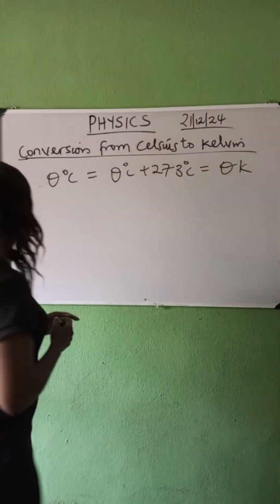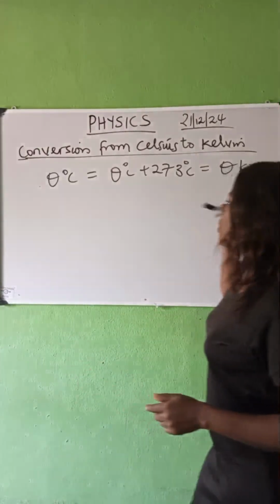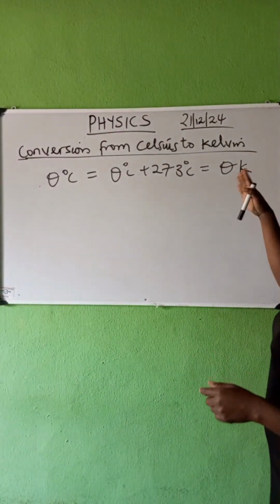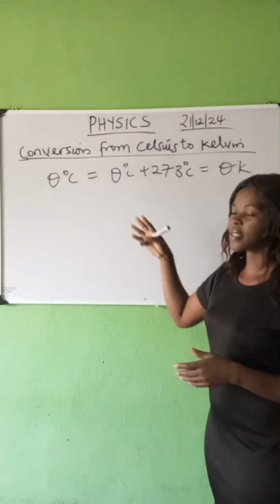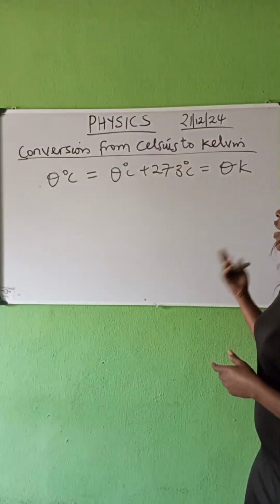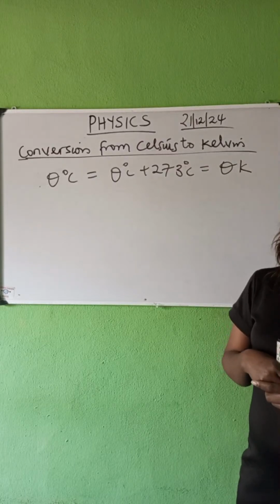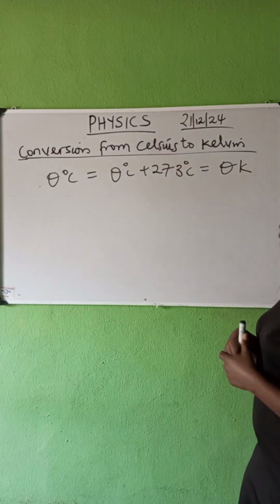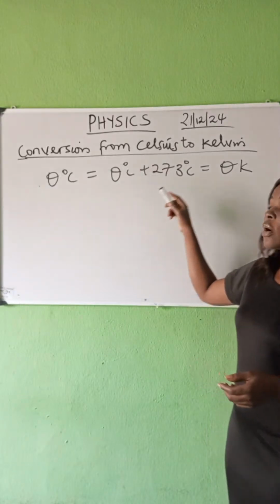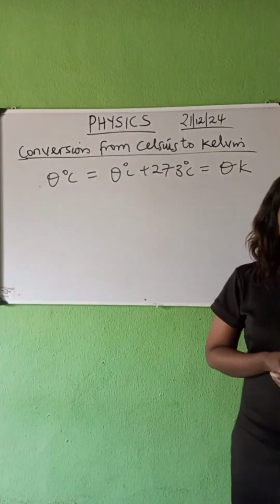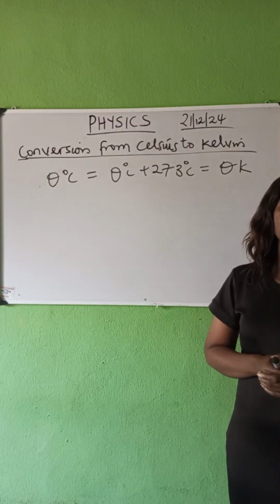All right. So what we have, we're looking at how to convert from Celsius to what? Kelvin. If you are given a temperature in degrees Celsius and you are expected to convert it to Kelvin, what are you going to do? Simply add 273 to the value given to you, and whatever you have is now converted to Kelvin, because 273 is said to be the absolute temperature.